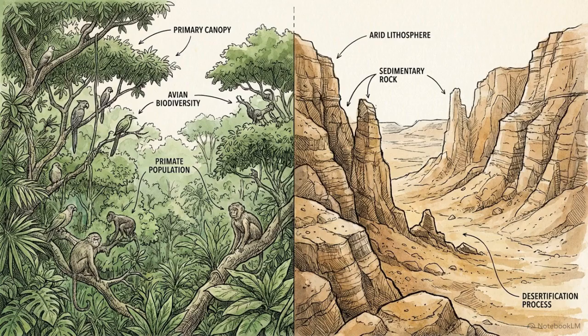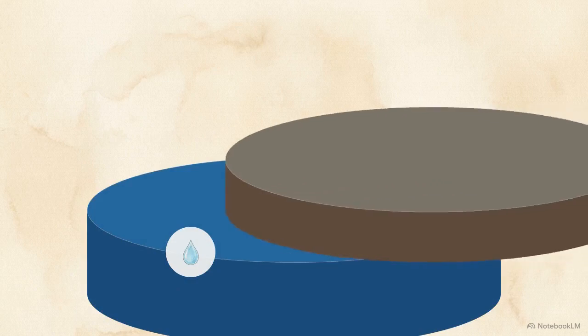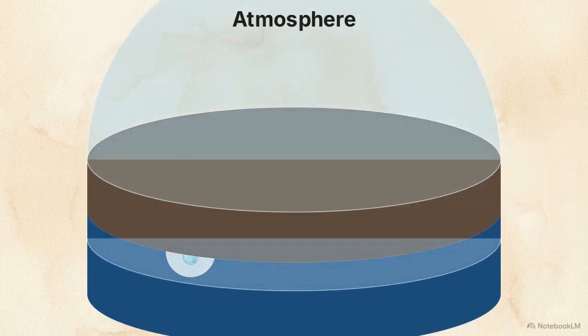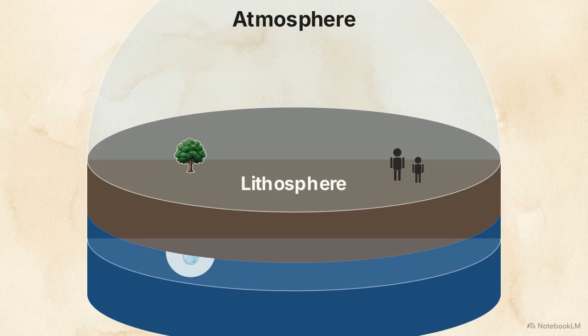The biological environment consists of all living things within the biosphere. The physical environment is everything non-living. This physical environment operates across three distinct spheres. The atmosphere is the air we breathe. The lithosphere is the rock and soil we build on. And the hydrosphere is the water that sustains it all.